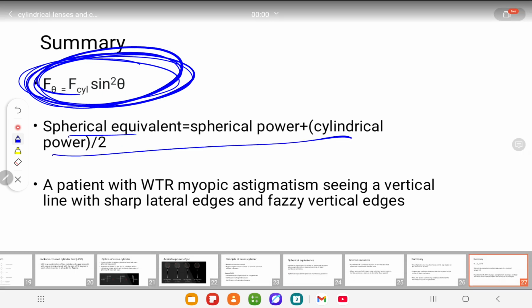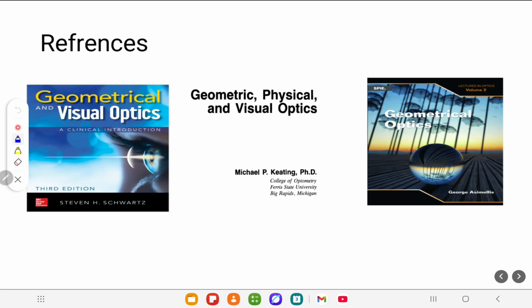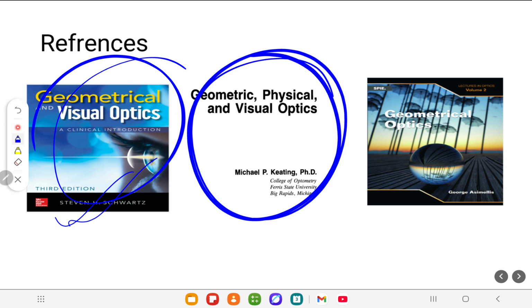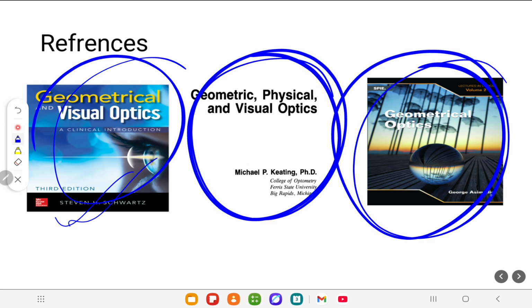I know you know this formula very quickly, and there are three books. I always tell you to start from this book. This is a very good book, and this is my favorite, and my favorite professor too, Professor George S. Melis.